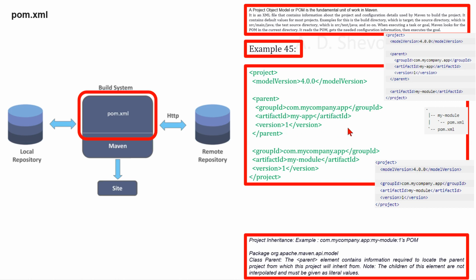Alternatively, if you want the group ID or the version of your module to be the same as your parent, you can remove the group ID or version identity of your module in its POM. This allows the module to inherit the group ID or version of its parent's POM.